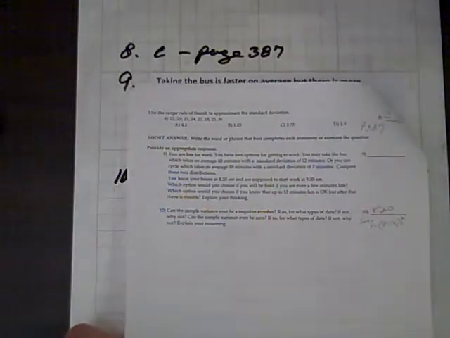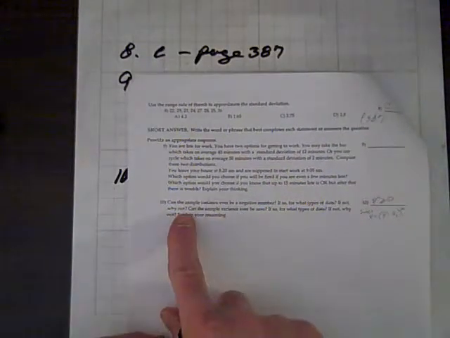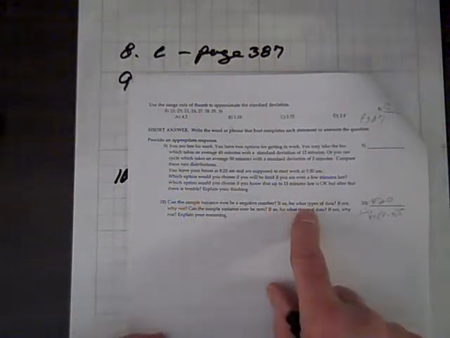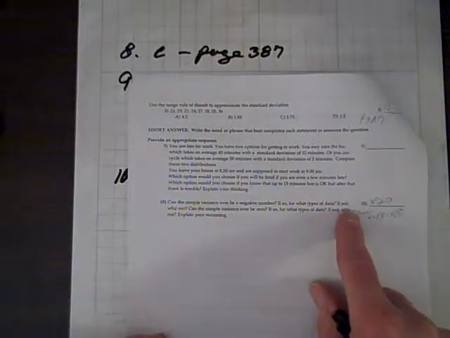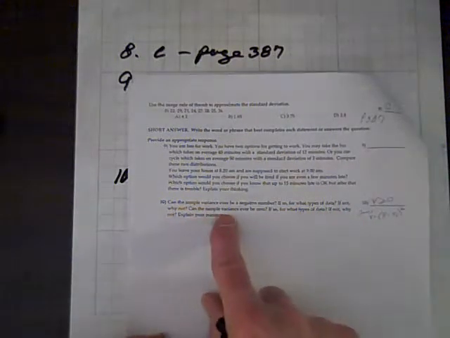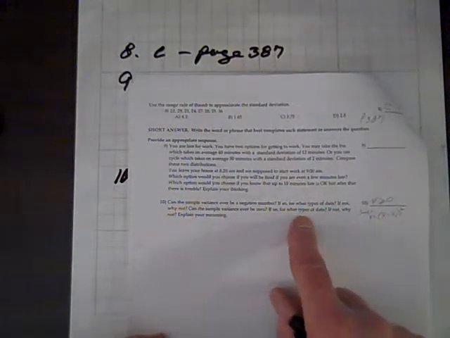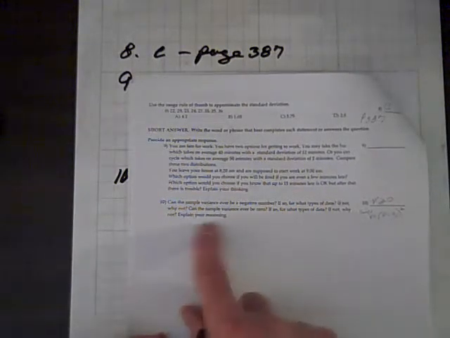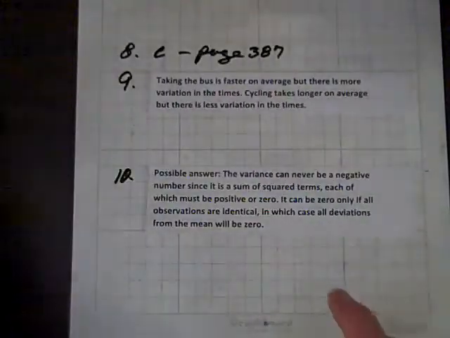So for number 10, the question is, can a sample variance ever be negative, a negative number? If so, for what types of data? If not, why not? Can the sample variance ever be 0? If so, for what types of data? If not, why not? Explain your reasoning.